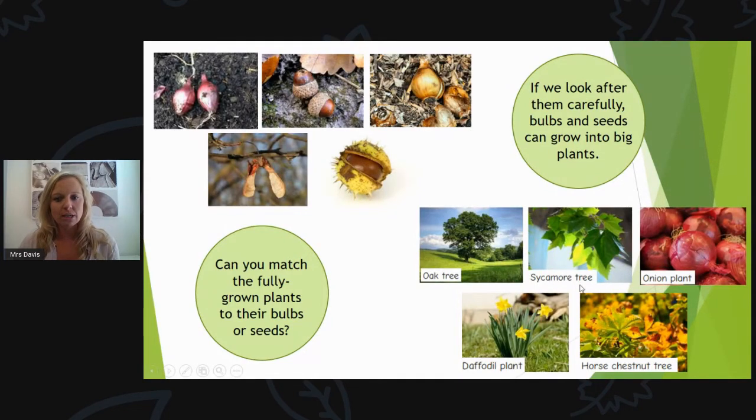We've got an oak tree, a sycamore tree, an onion plant, a daffodil, and a horse chestnut tree. So these are their seeds and bulbs. Which ones grow into these? Pause the video and have a go at matching those.